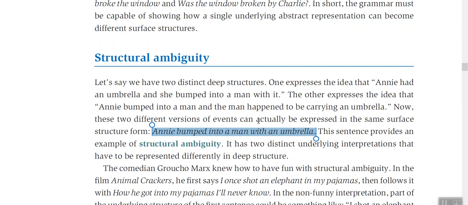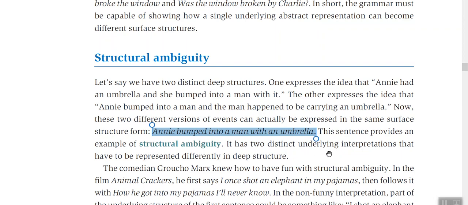You see here? For example, if someone says look at that man, the man with the umbrella, to me that means the man who has the umbrella, who carries the umbrella. So the difference between these two sentences: in the first one the woman carries the umbrella, but in the second sentence the man carries the umbrella. So the sentence Annie bumped into a man with an umbrella has two deep structures, two deep meanings. The same surface structure, but two deep meanings.